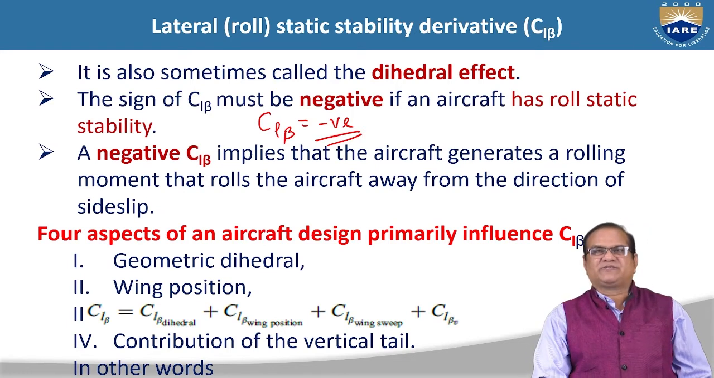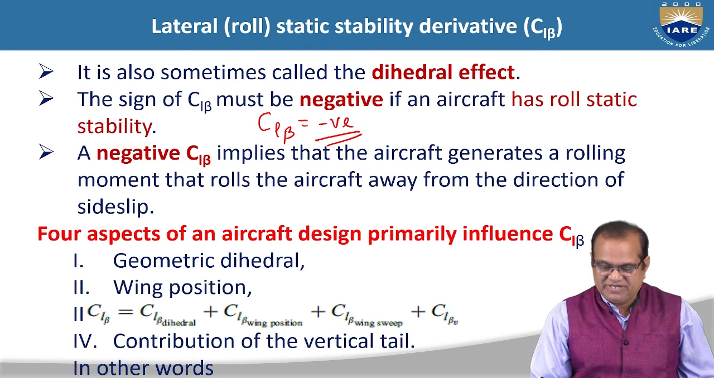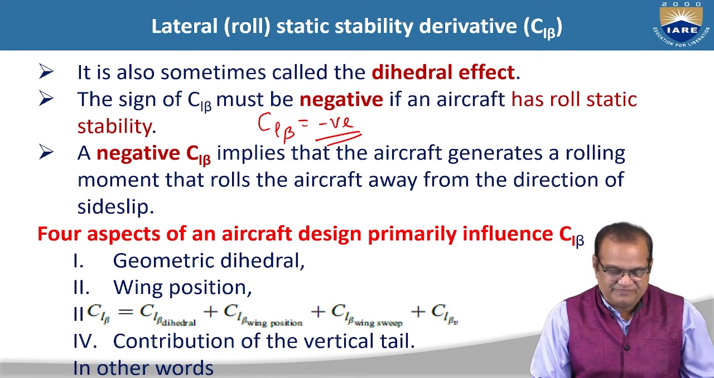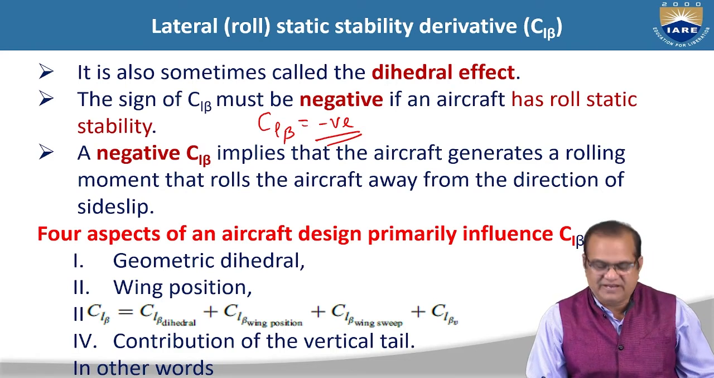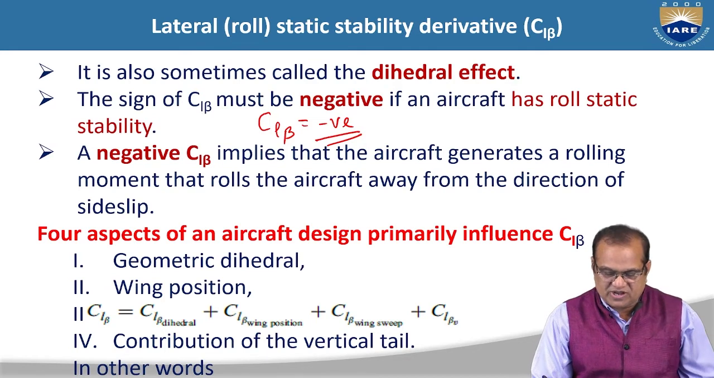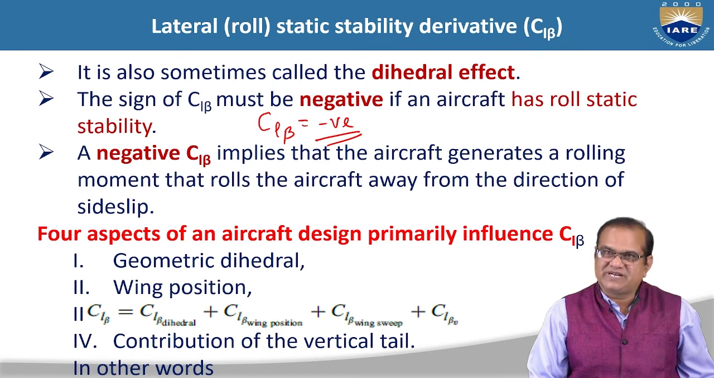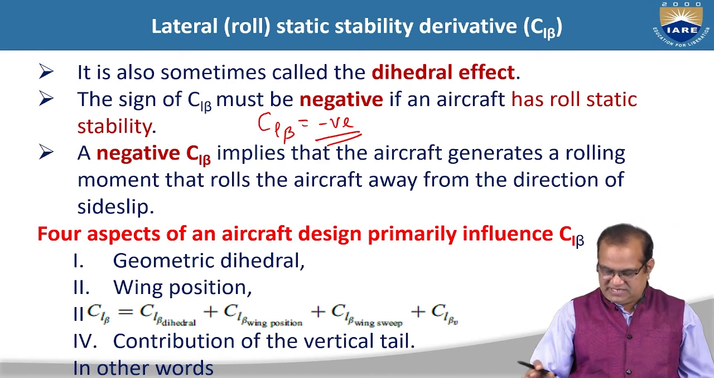There are 4 aspects of aircraft design primarily influencing the C_L beta. The first one is the geometrical dihedral, then wing position, then the sweep, and the contribution of the vertical tail. So these are the 4 aspects by which the C_L beta gets influenced.